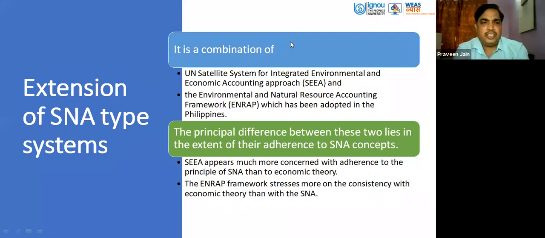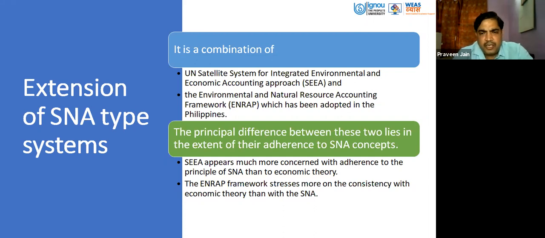And the last approach, the third approach, is the extension of the SNA type system. Basically it is a combination of the United Nations satellite system of integrated environmental and economic accounting approach. This approach is also called green accounting, and also the environmental and natural resource accounting framework, which was adopted in the Philippines. So it is a kind of combination of what we earlier discussed, the integrated environmental and economic accounting approach followed by the United Nations.